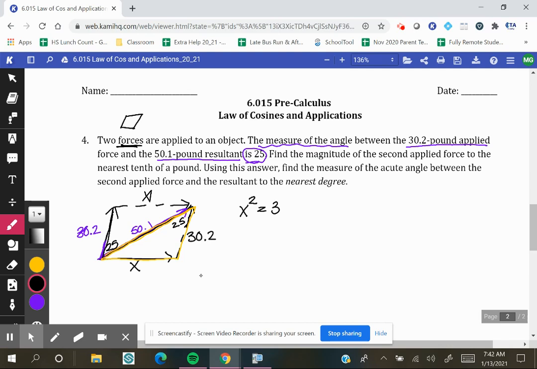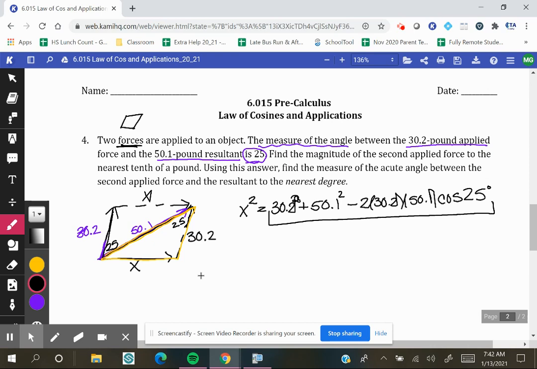All right, so now we've got 30.2 squared plus 50.1 squared minus 2 times 30.2 and 50.1, times the cosine of 25 degrees. Just acting up again, I apologize for all the extra lines. All right, so now when you have the angle that's given to you and you're looking for just this left side of the equal sign, type that whole thing in your calculator at once.